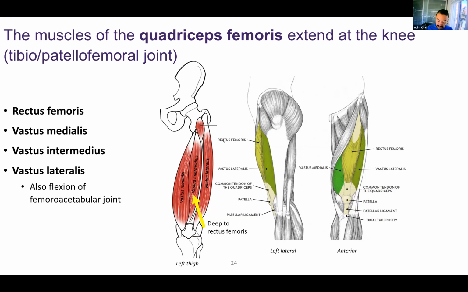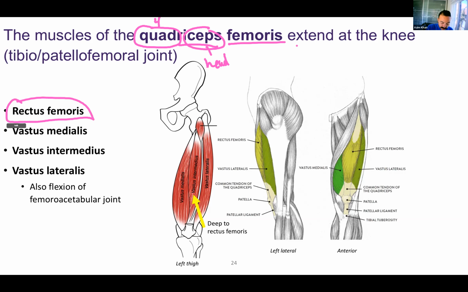More distal, still in the thigh region, but more anterior. We have four muscles. Together, these four muscles are known as the quadriceps. It's a four-headed muscle group in the femoral region, quadriceps femoris. The four muscles are listed here.